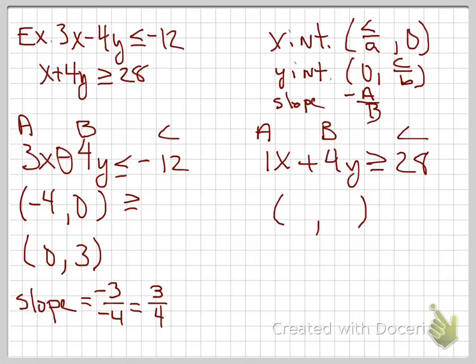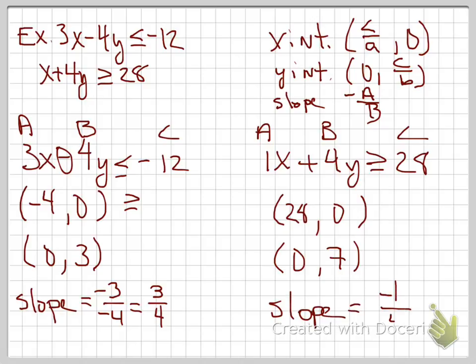The other one, the x-intercept is 28. The y-intercept is 7. 28 divided by 1 is 28. 28 divided by 4 is 7. And then the slope would be negative 1/4. Now the reason why we do this, I mean you can solve for y, but I'm also showing you how to get the x and y intercepts. I could use just the y-intercepts and the slopes, or I could use x and y-intercepts, which is what I'm going to do here.